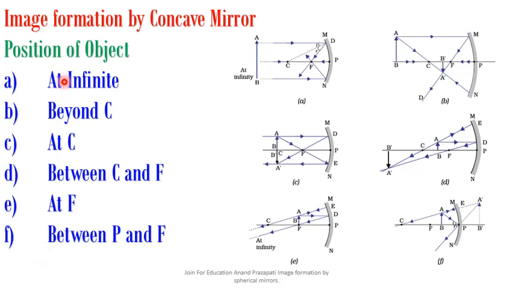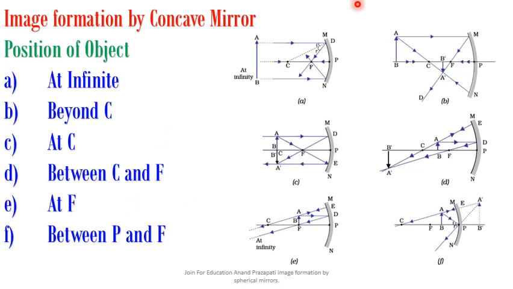These are the positions of the objects at infinity. This figure represents this one. Between infinity and C, this figure represents this one. At C, this figure represents this one. Between C and F, this figure represents this one. At F, this figure represents this one. Between P and F, this figure represents this one.